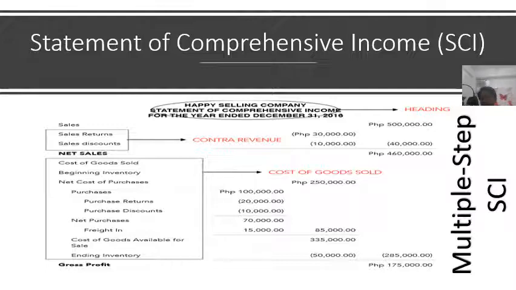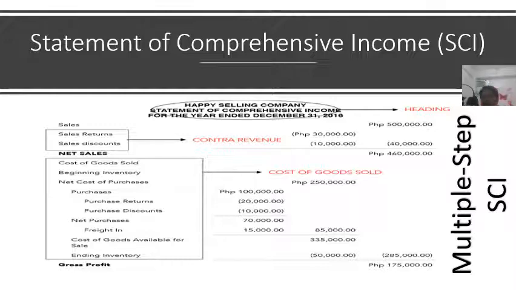Contra revenue or contra account. Ano ba ang contra account? An account that is deducted to the main account. Ulitin natin, ang contra account ay account that is deducted to the main account. So, ngayon, ang example ng contra account natin dito ay yung sales return, sales discount, pati yung sales allowance. Contra account din yung sales allowance.